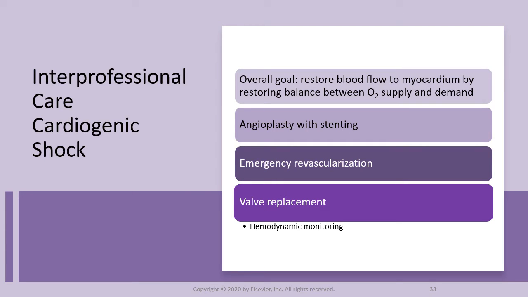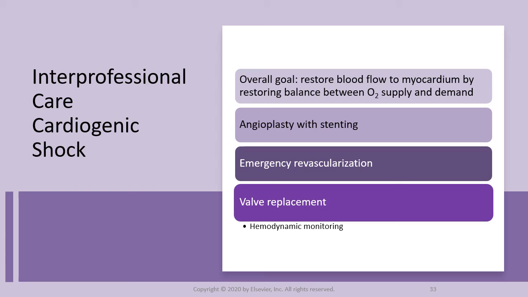The overall goal is to restore heart function and the balance between O2 supply and demand in the myocardium. Cardiac catheterization is done as soon as possible after the initial insult. Specific measures to restore blood flow include angioplasty with stenting, emergency revascularization, and valve replacement. Until these interventions are done, we must support the cardiac output to achieve optimal perfusion.